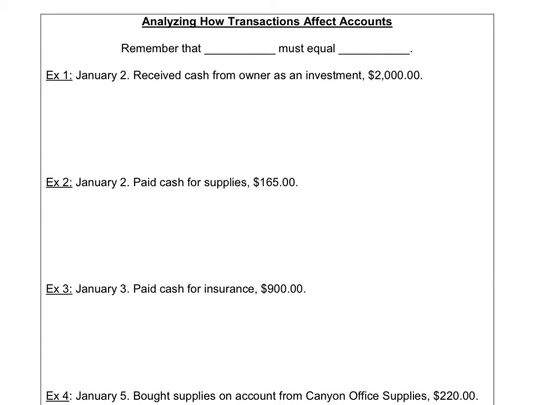Now we're actually going to be analyzing transactions and putting them into T accounts. So one thing that we always need to keep in mind is that our debits must always equal our credits. You could also say that the left side of the equation must always equal the right side.